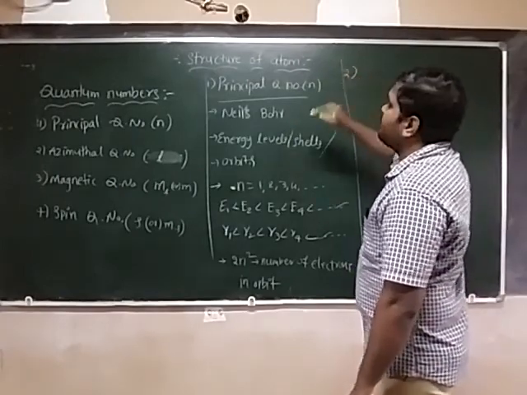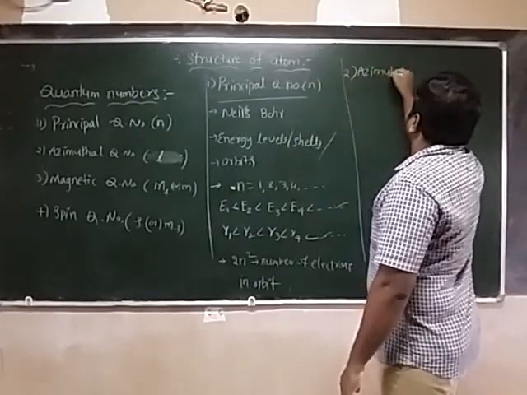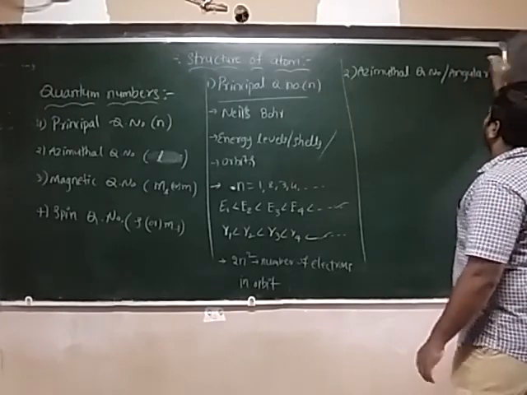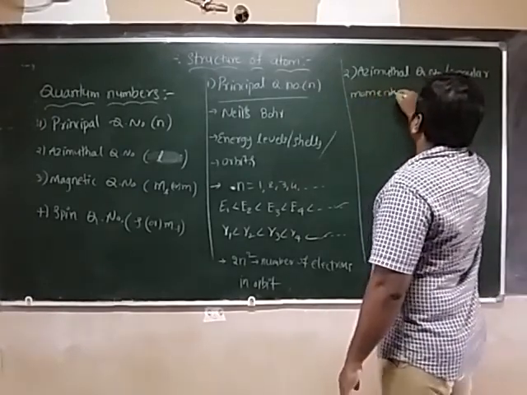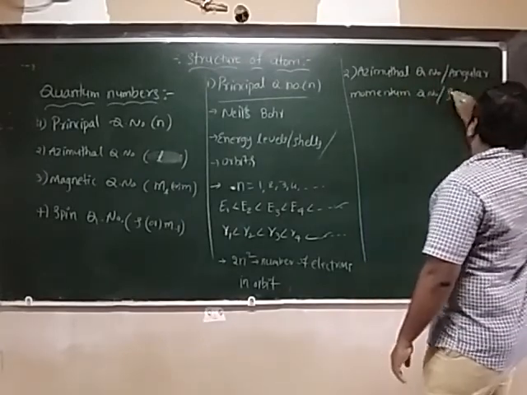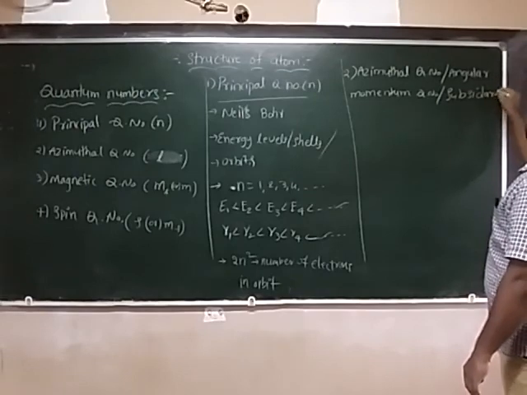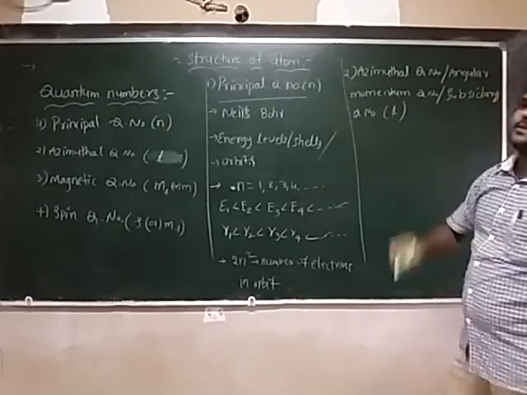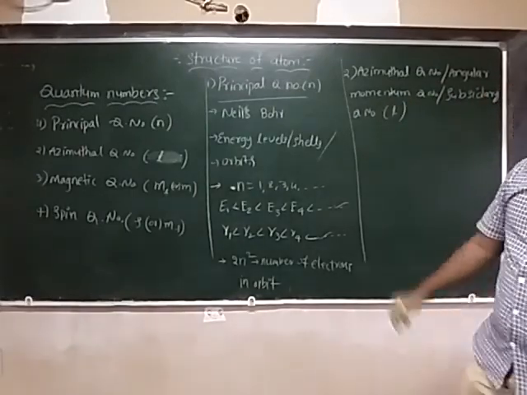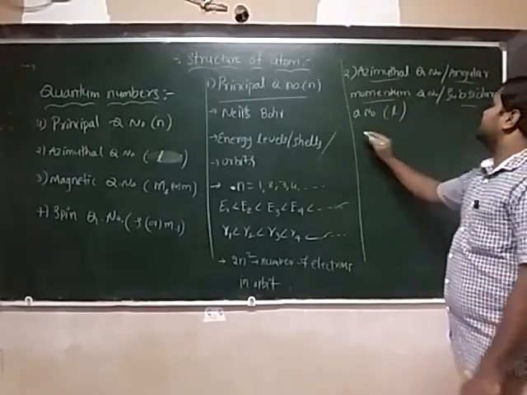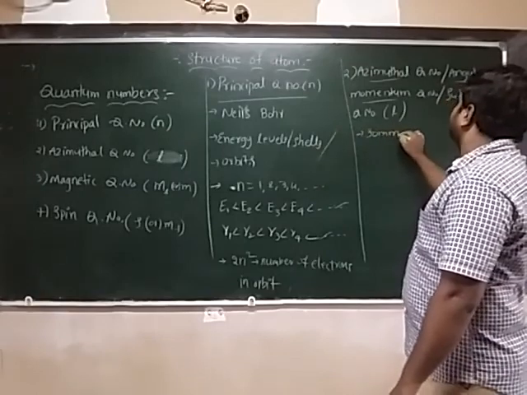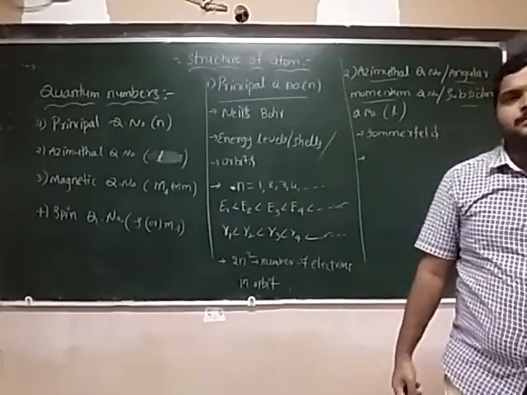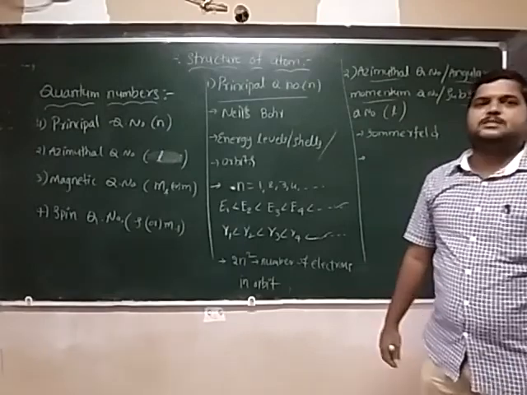Next another one, azimuthal quantum number. This is also called the angular momentum quantum number or subsidiary quantum number. It is indicated with a small l. What does the azimuthal quantum number explain? It was given by Sommerfeld. He tried to explain the fine spectrum.